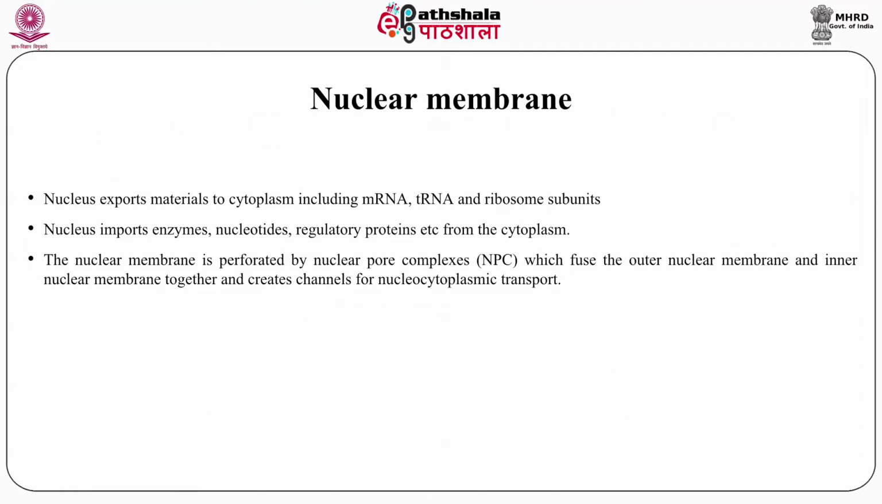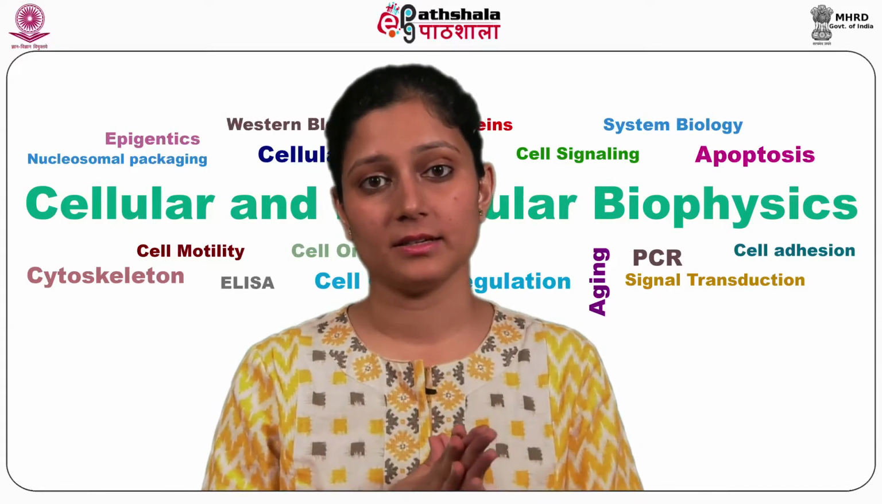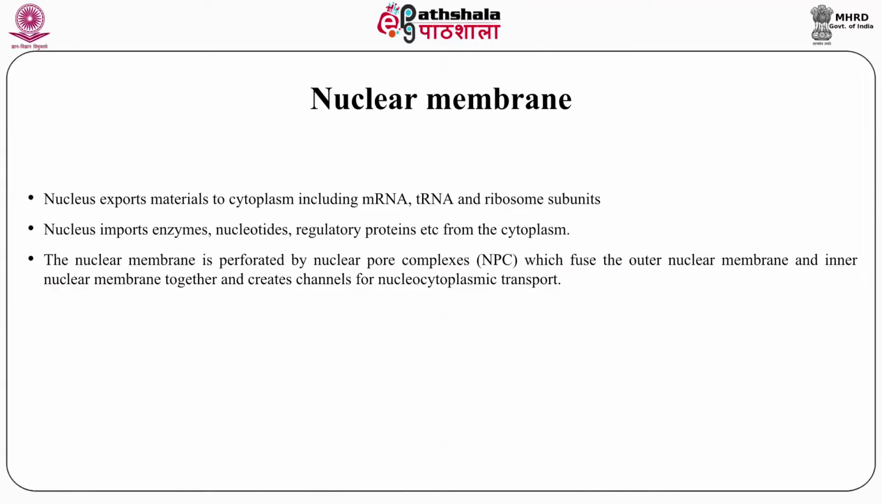The nuclear membrane is perforated by nuclear pore complexes. These nuclear pore complexes fuse the outer nuclear membrane and inner nuclear membrane together and create channels for nucleocytoplasmic transport. As seen in this picture, nucleus transports materials to the cytoplasm, including mRNA, tRNA, and ribosome subunits. It also imports materials like enzymes, nucleotides, and regulatory proteins from the cytoplasm across the nuclear pore complex.